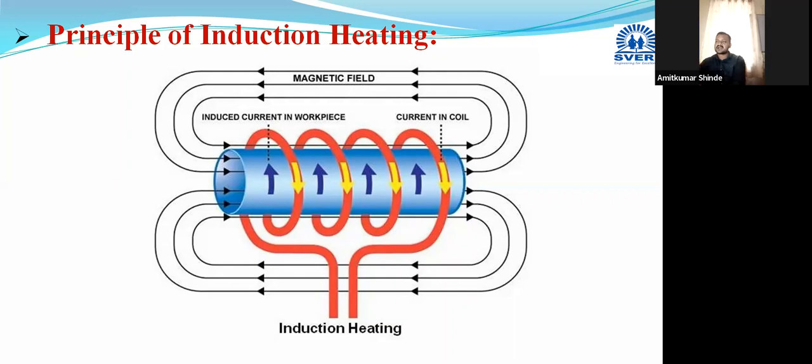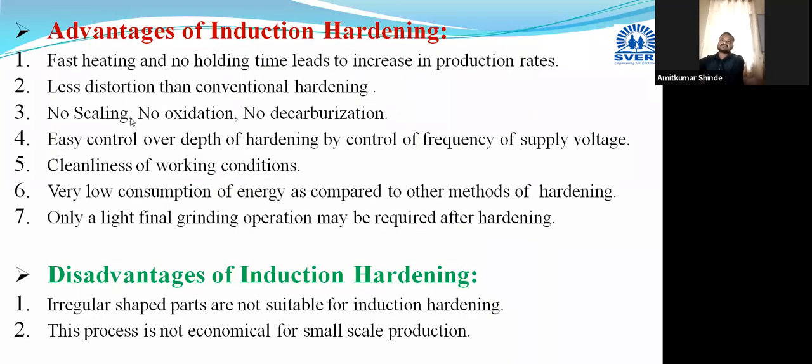But as rapid quenching is done, due to the rapid changes, internal or residual stresses will be there. So it requires further low temperature tempering in the range of 160 to 200 degrees Celsius to eliminate those internal stresses. After eliminating them, we get a hard and wear resistant surface and a tough core as per our requirement. So these are the advantages of induction hardening.